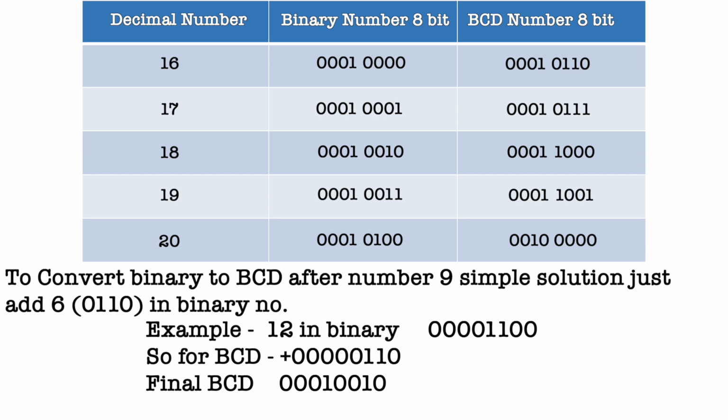you can check, in binary it is represented by 1100, but in the case of BCD it is represented by 00010010, right?